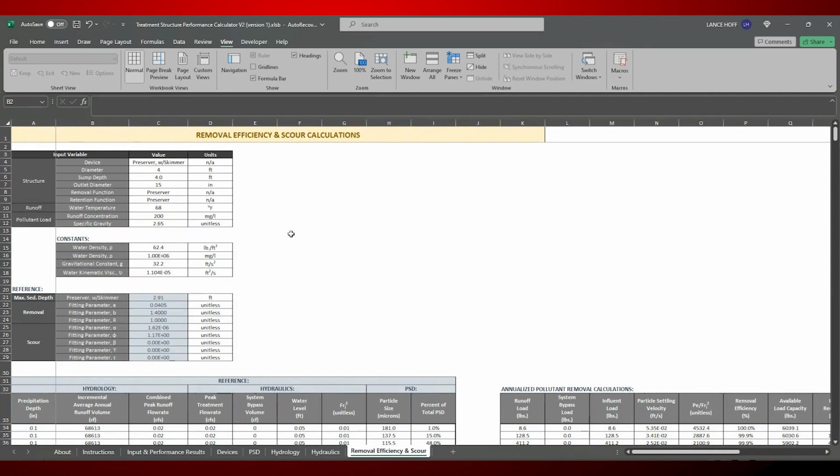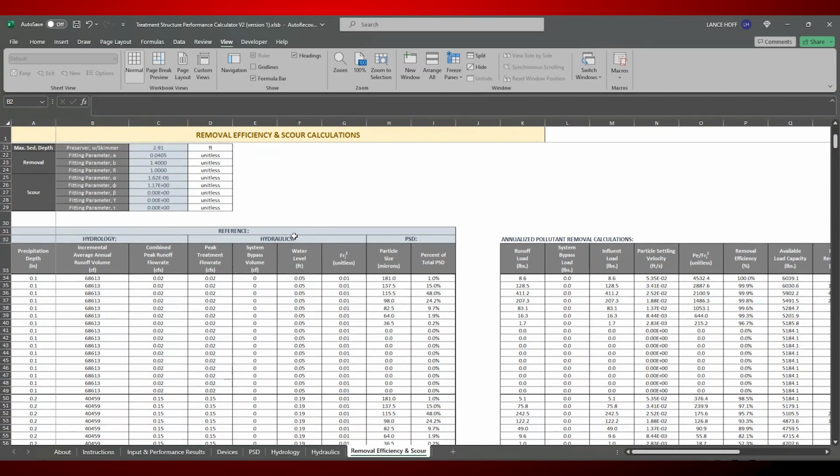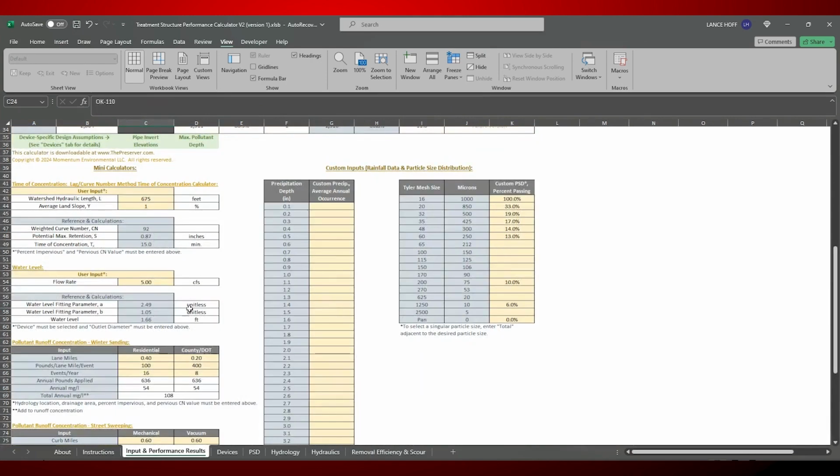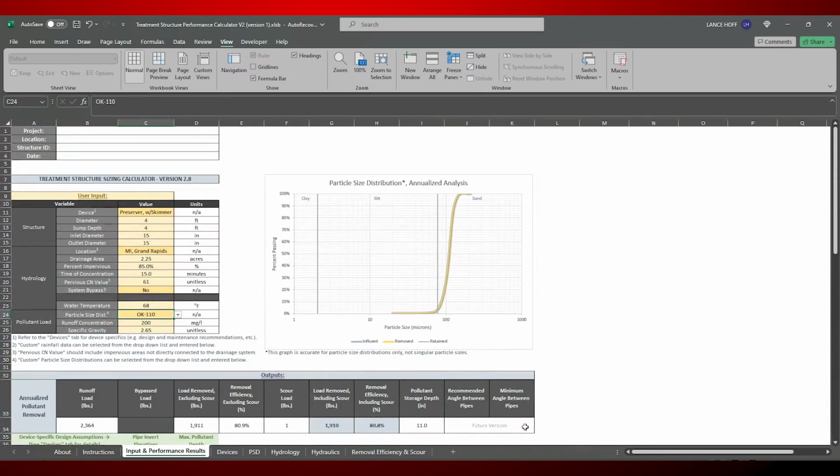Finally, the Removal Efficiency and Scour tab pulls together all prior reference data and calculations to determine the device's overall performance. Pollutant loads are calculated and tallied for each precipitation depth and incremental particle size. All incremental calculations are then totaled, and final results are referenced in the Outputs section of the user interface.